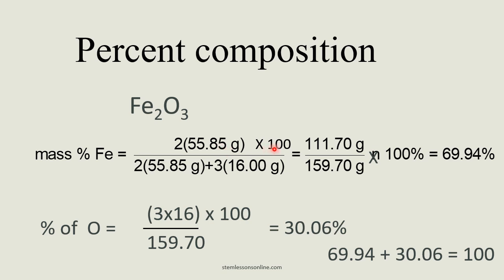That times 100 because it's percentage, divided by the formula mass of this compound or molar mass of this compound. That's going to be 2 times 55.85 for iron, that is from the periodic table, plus 3 because that's a subscript here, 3 times each oxygen is 16 grams from the periodic table. So add them and multiply here and you will get 111.7 grams divided by 159.7 multiplied by 100, which equals 69.94%.